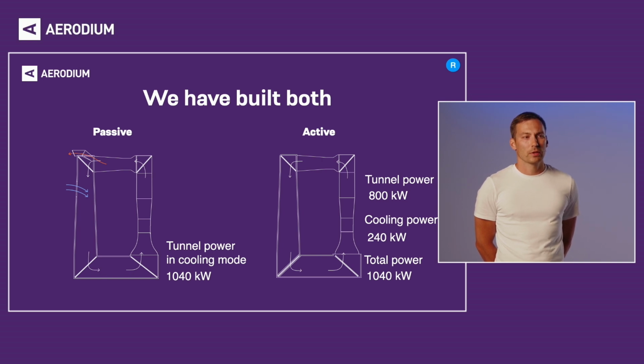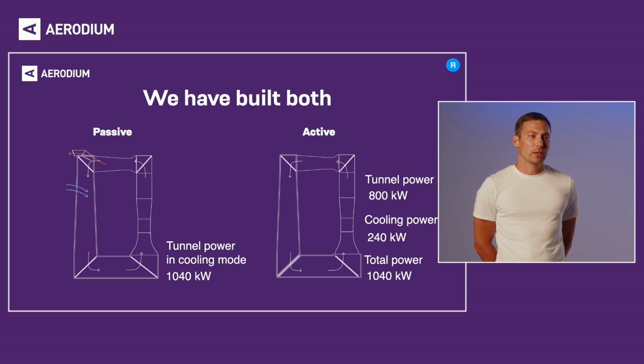So if you can see the numbers, the passively cooled wind tunnel at maximum speed was expected to require about 1 megawatt of power. By taking away this passively cooled system, by taking away these unnecessary restrictions and resistances, what we achieved is a decrease of almost 30% in tunnel power. So with the active cooling system, the maximum power is just 800 kilowatts for the same speed.